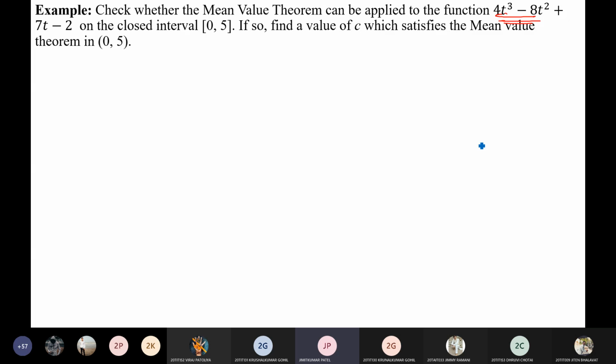So what is my first step? You have to think about the function. So here given function is f of t is equal to 4t cube minus 8t square plus 7t minus 2. Okay, and given interval is 0 to 5. So is there any problem for 0 to 5 for function f of t?